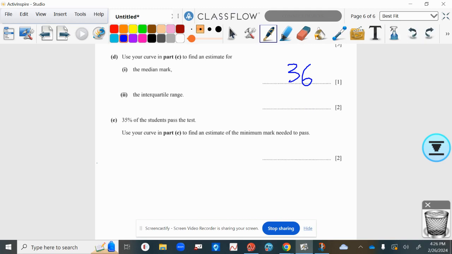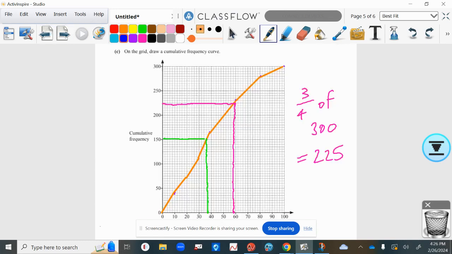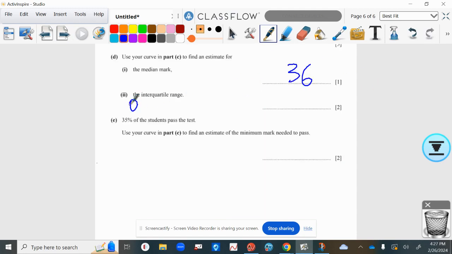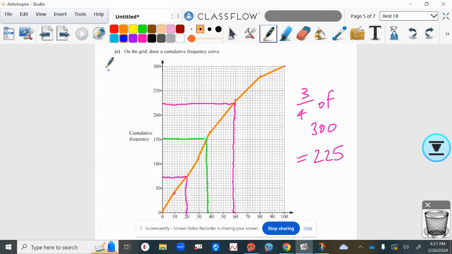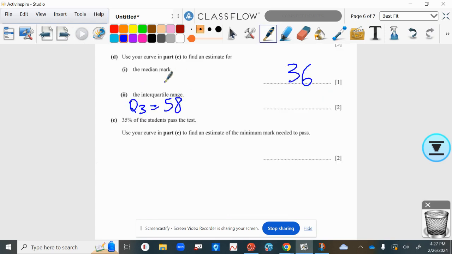To get the interquartile range, we need to subtract the lower quartile from the upper quartile. So I need the lower quartile as well. The lower quartile is one quarter of the way through 300 pieces of data, which would be the 75th piece of data, which looks like it lies at 20. So if the upper quartile was, let me remind myself, 58, and the lower quartile was 20, to find the interquartile range, we need to subtract those two. So 58 minus 20 is about 38.